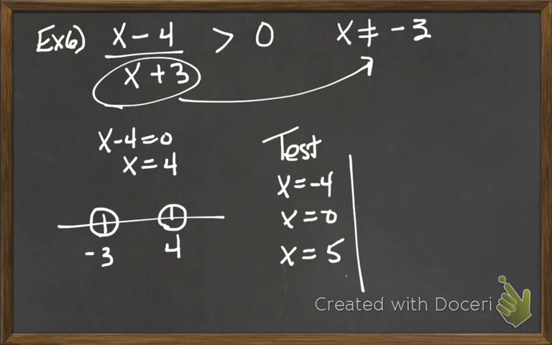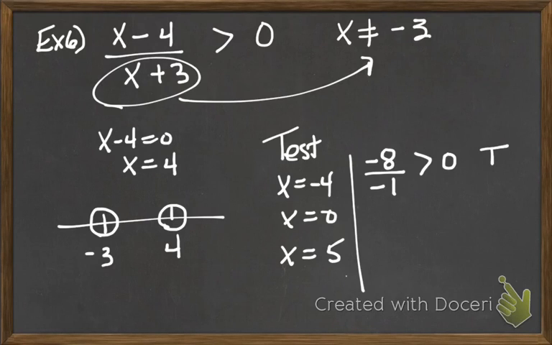So for negative 4, you'll go into the top. Negative 4 minus 4 will be negative 8. You'll go into the bottom. There's another x. Negative 4 plus 3 is negative 1. And we're checking to see if negative 8 divided by negative 1 is greater than 0. True or false? That's true.